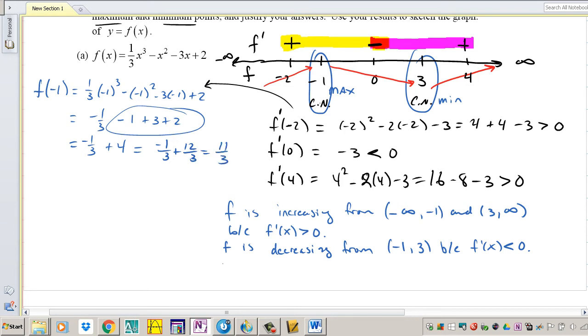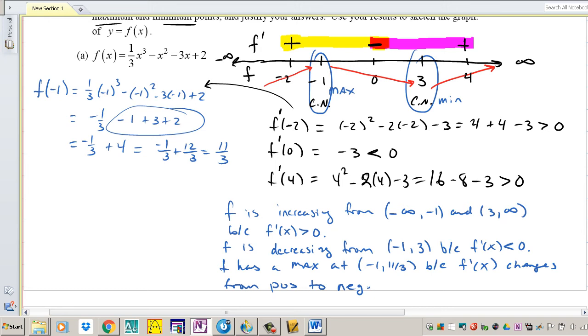So that means that f has a max at -1, 11/3, because f prime changes from, well, when do you have a maximum? A maximum occurs when the derivative goes from positive to negative. Now let's go ahead and find our minimum value, f of 3.